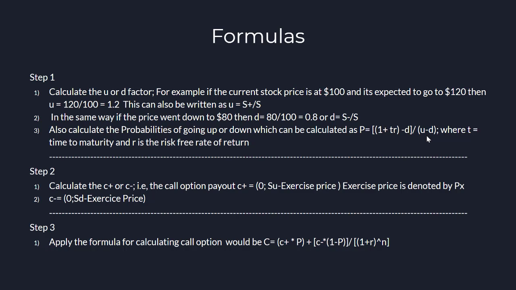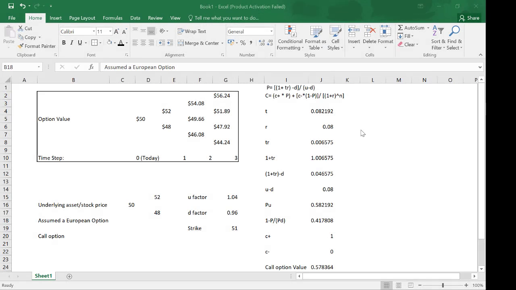So now let's get back to the Excel and try this scenario. Let's look at the Excel sheet. These are the equations which I have borrowed from the slide. This is the first equation, which calculates the probability of the up and the down movements, and this is the final equation to calculate the call option value.